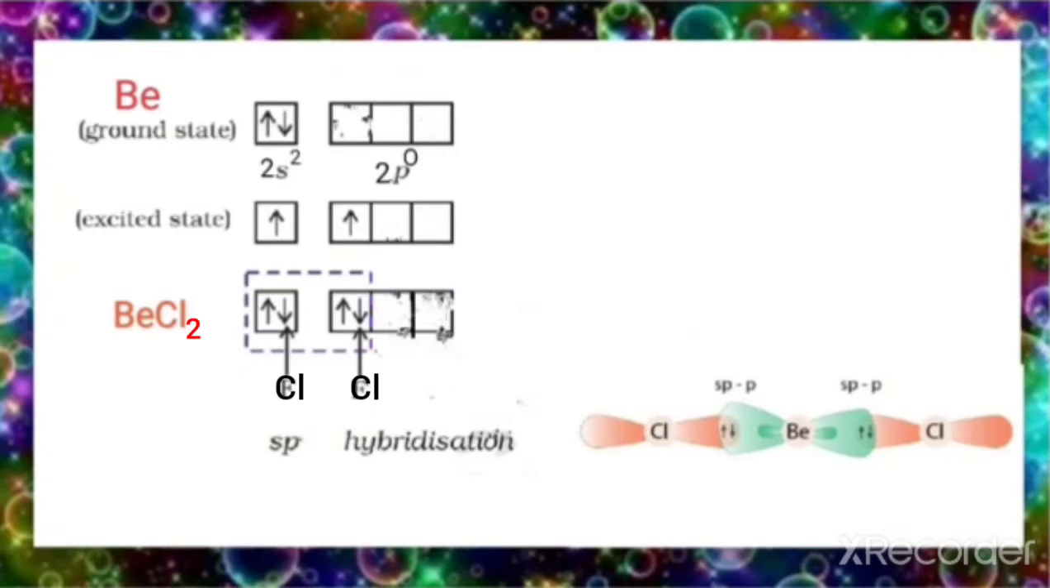So for this molecule, the hybridization is sp hybridization, due to one s orbital and one p orbital which get hybridized to form two sp hybrid orbitals. These two sp hybrid orbitals are oriented in opposite directions, forming an angle of 180 degrees. In a simple way, we can draw this geometry as BeCl2, with the angle between them being 180 degrees.